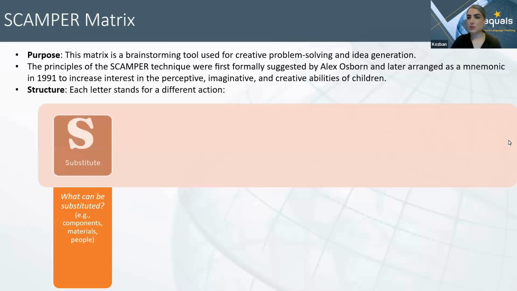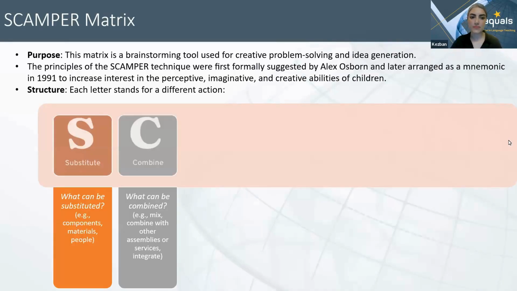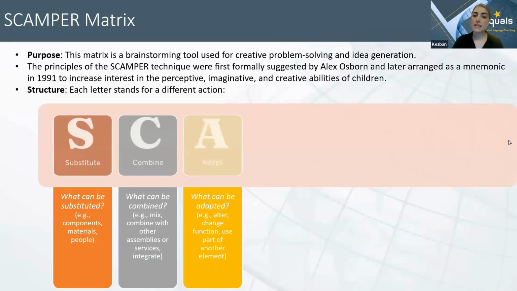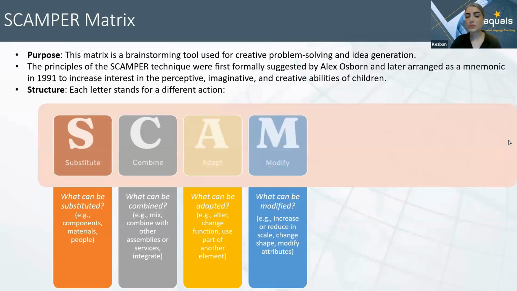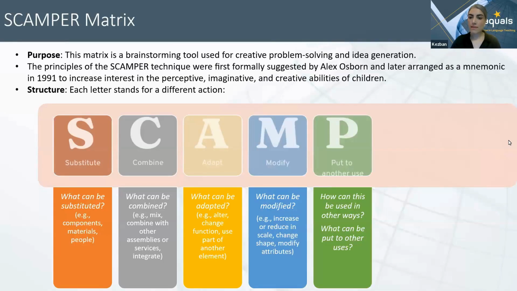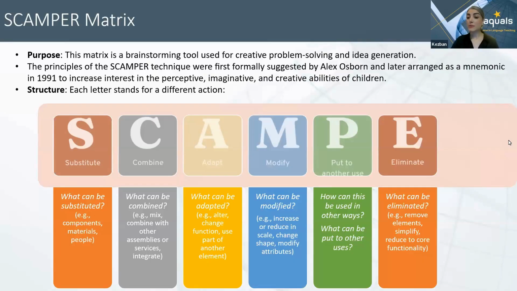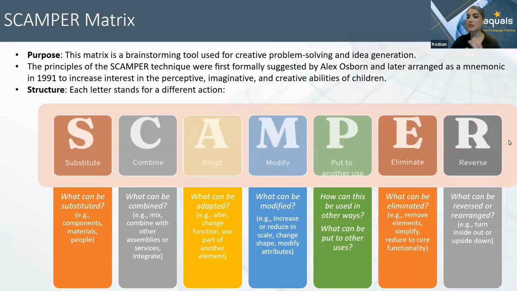So as for substitute, what can be substituted in solving a problem or developing an existing practice? What can be combined, for example, in the process? What can be adapted, changed, used? What can be modified? What could be used in other ways? What can be eliminated to make the process more efficient, for example? Or what can be reversed or re-engineered for better results?